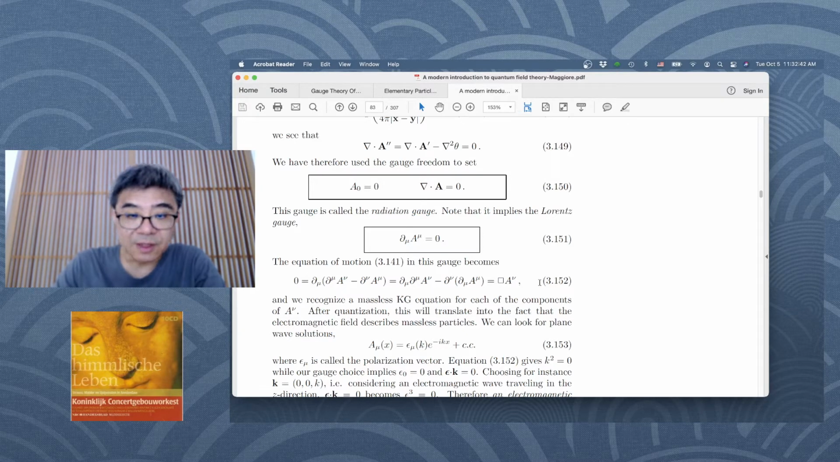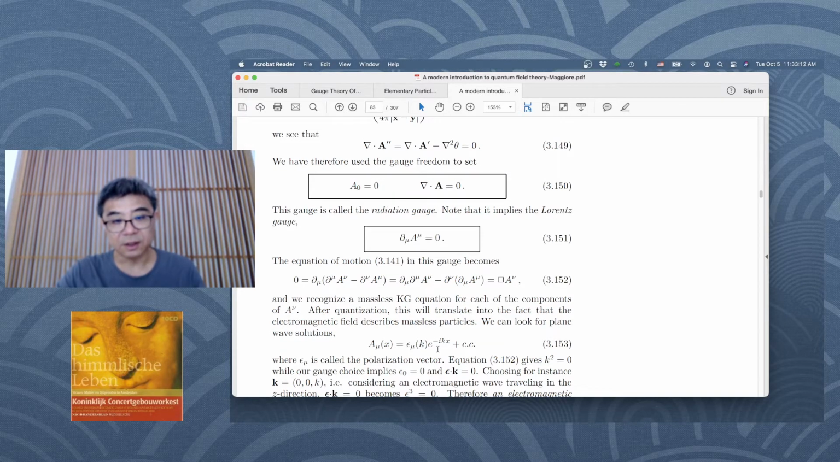So it looks exactly like the Klein-Gordon equation if you treat A0, A1, A2, A3 as separate scalar fields. Of course, it's not true because A nu is not a scalar field. However, it shows you that the solution of A nu actually looks very much like the Klein-Gordon equation. Okay, so in terms of 3.152, it is easy to write down the plane wave solution of this equation of motion here, 3.153. A mu is equal to exponential i k x, with k satisfying the dispersion relation k squared equal to 0.